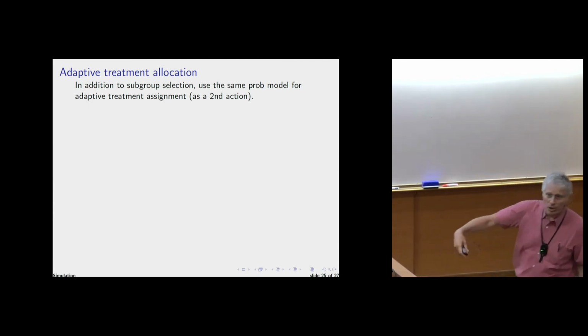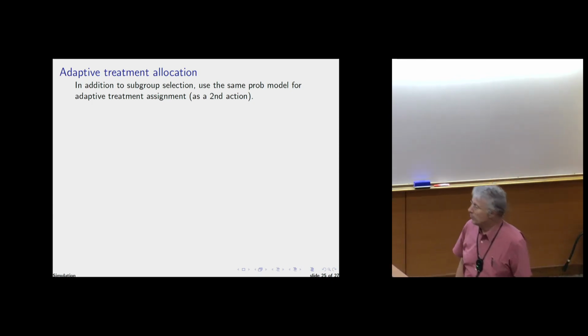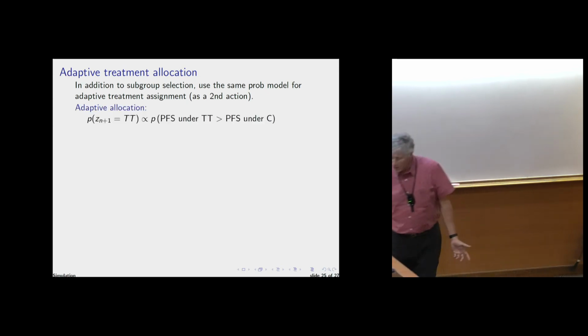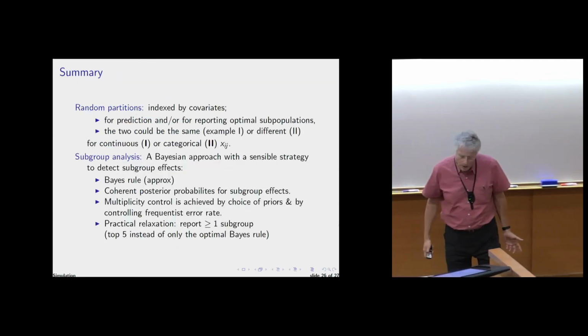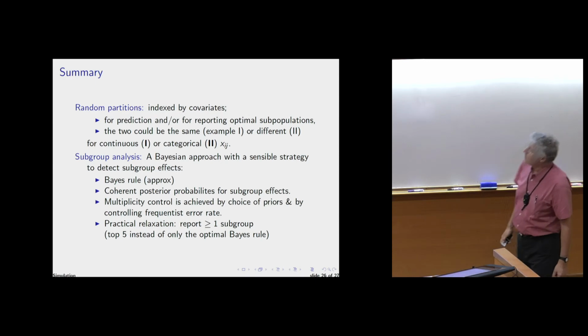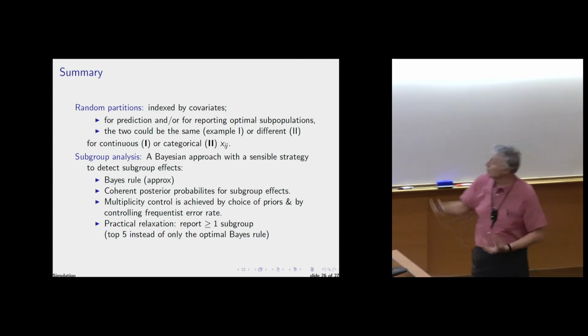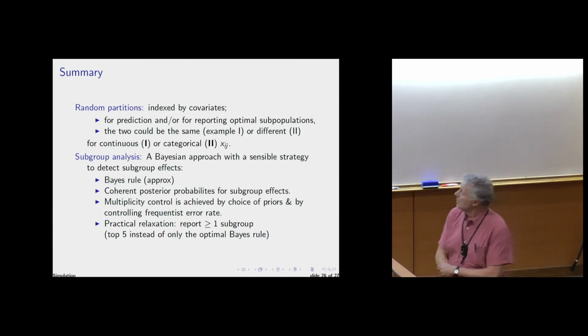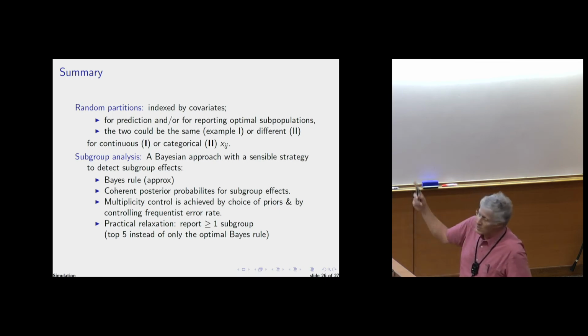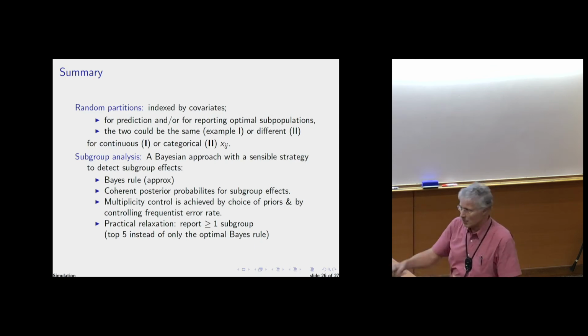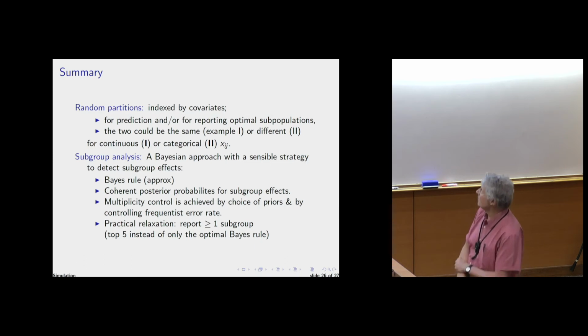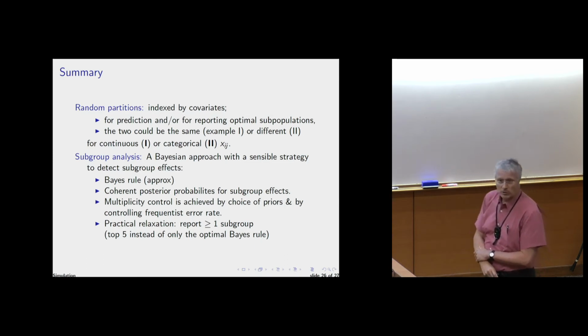So once you have that complicated model, you can also use it for adaptive treatment allocation, which we actually do, but nothing happens if I skipped it. Which gets me to the final summary. We used random partitions to do, I think of this essentially as subgroup analysis. It's like subgroup analysis with the purpose of recommending the winning subset in the end. That's all I wanted to tell you. Thank you.